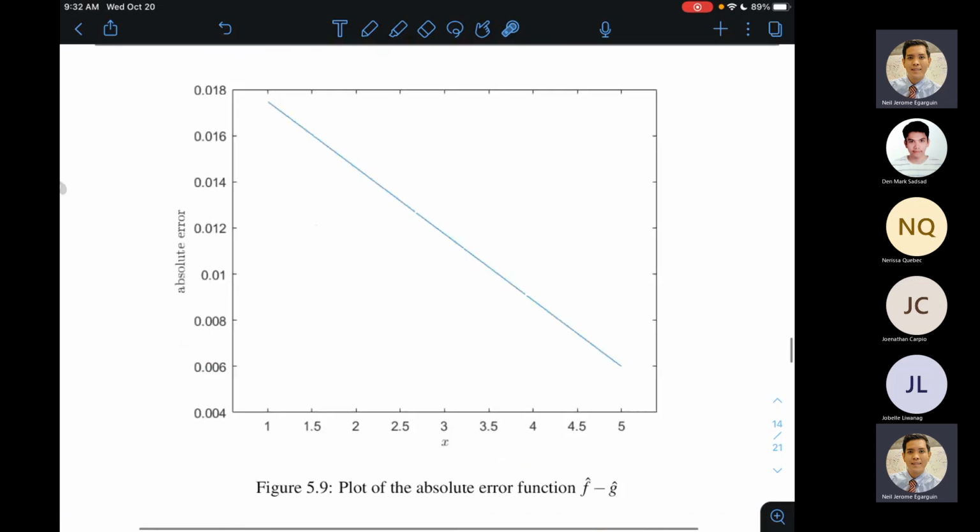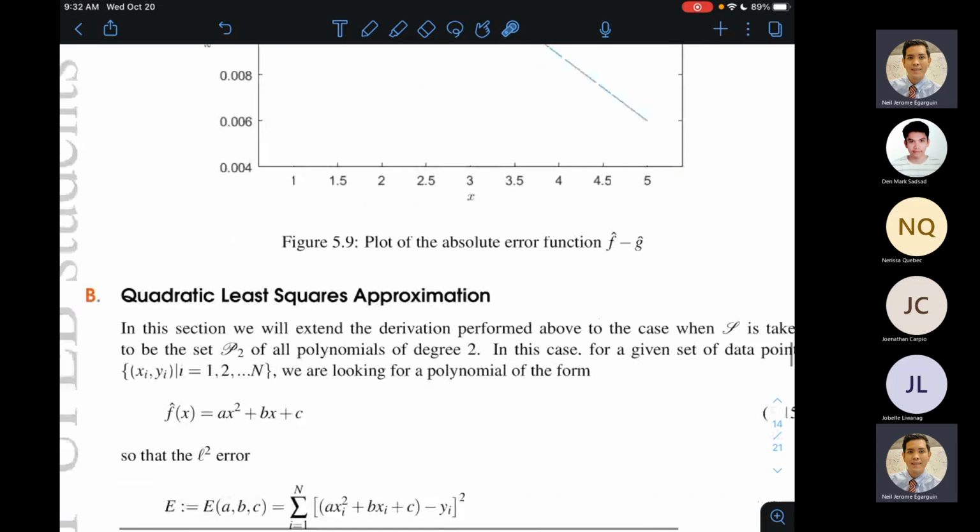So next time we'll be talking about quadratic least squares approximation, but the derivation is similar to how we found the linear least squares fit. So tingnan natin siya next time.